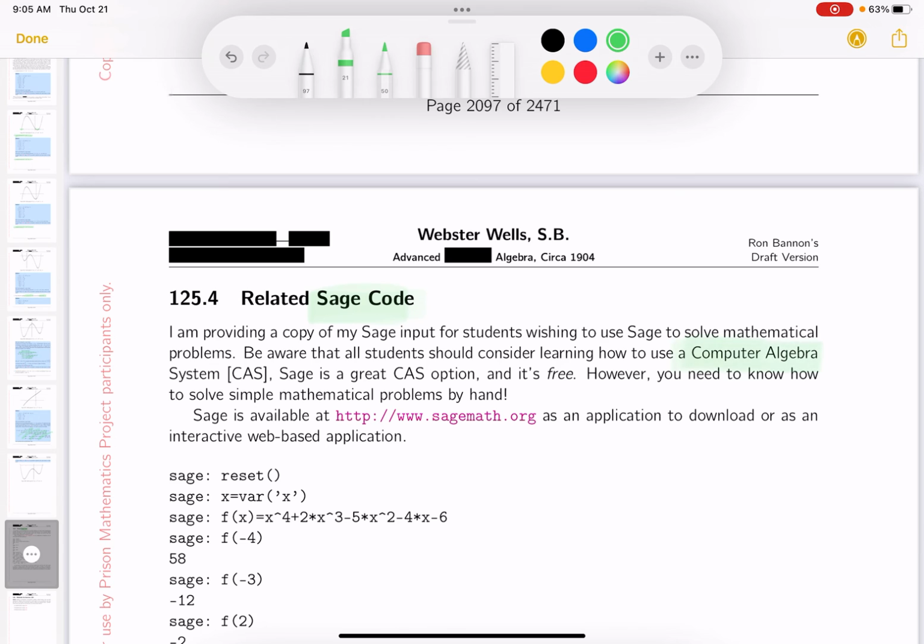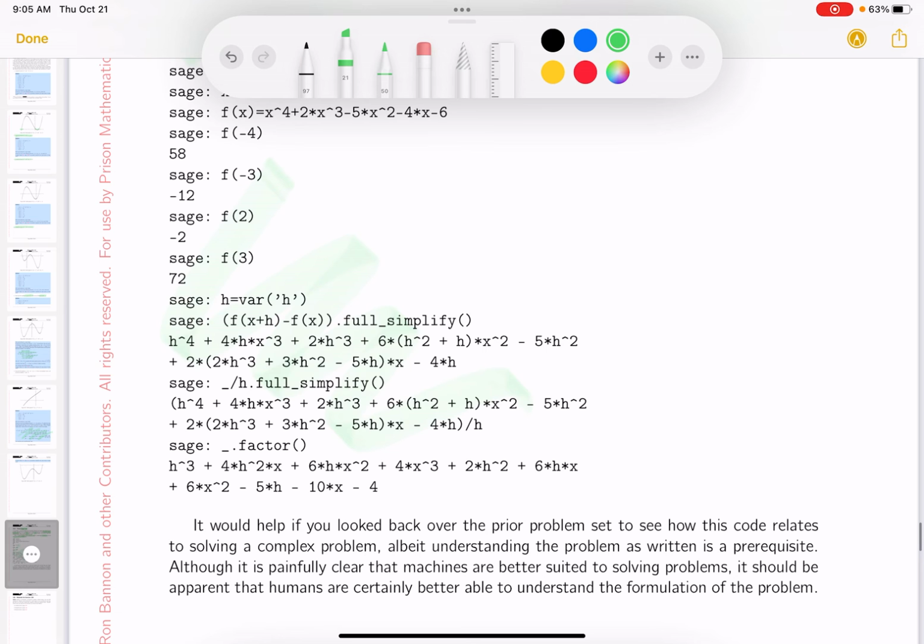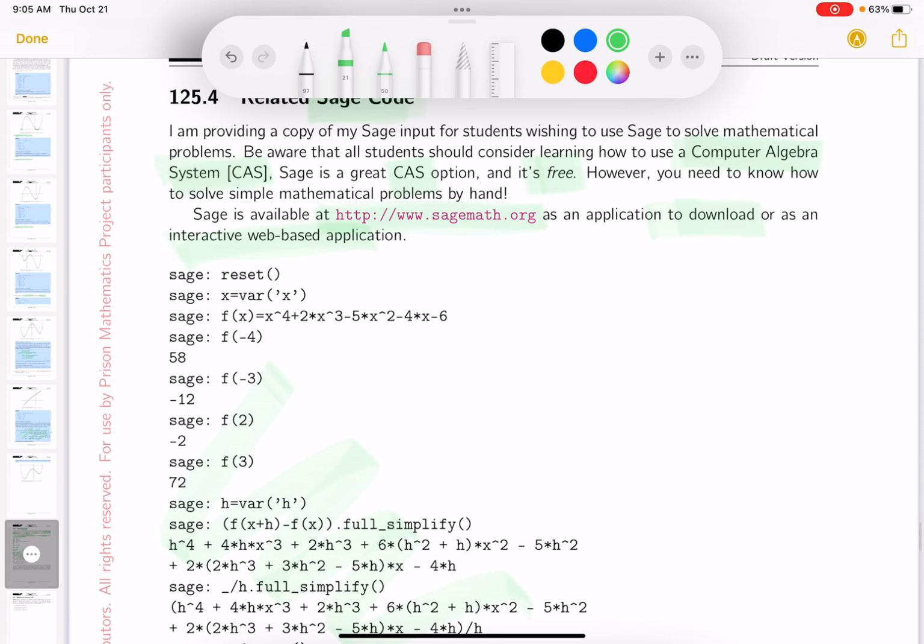Sage, what's Sage? It's a computer algebra system, CAS for short. It's open source, which means it's free. Go to this website. You can download it or use the interactive web-based application. I do things that are related to what we did in the topics. My goal here is to get you to do the work, paper and pencil, and that's the way Wells students would have done it.